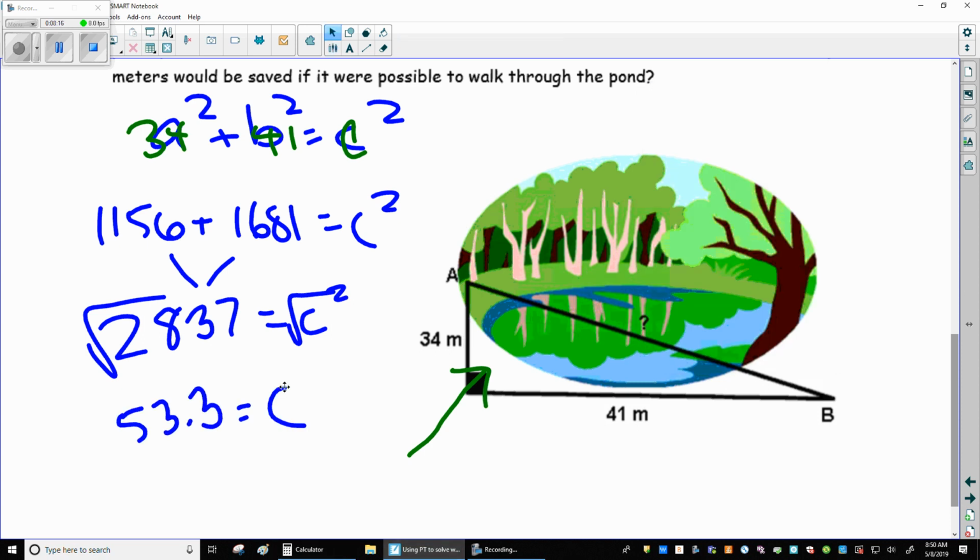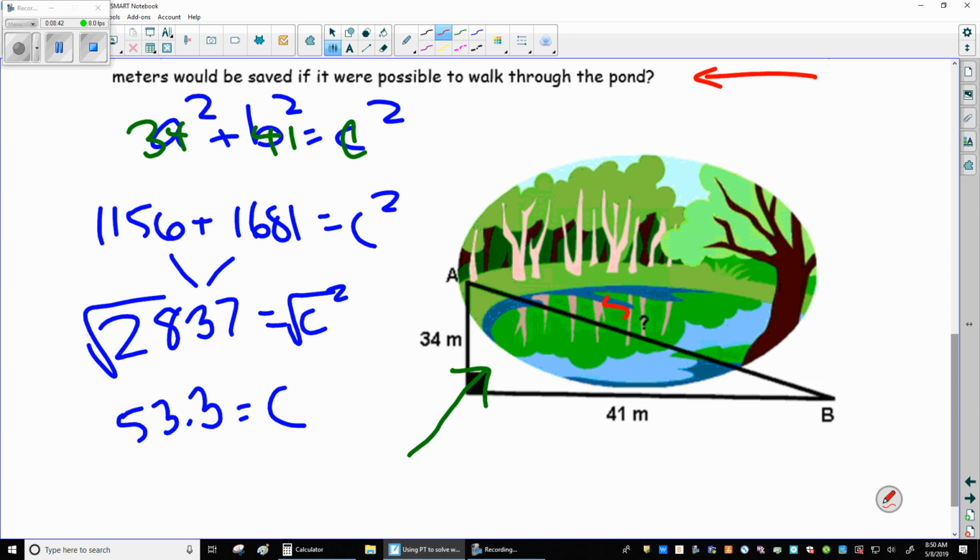Now, when I asked you guys to pause the video, I said this one might be a little bit more challenging than it looks, and I'm assuming a lot of you stopped there, but do you know what was more challenging about this? Well, if you even just read the last line of the question, it says how many meters will be saved if it were possible to walk through the pond.